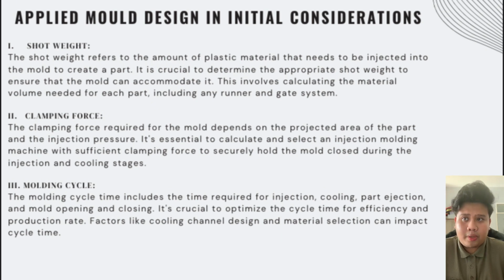Number 2, the clamping force required for the mold depends on the projected area of the part and the injection pressure. It is essential to calculate and select an injection molding machine with sufficient clamping force to securely hold the mold closed during the injection and cooling stage. Number 3, molding cycle. The molding cycle time includes the time required for injection, cooling, part ejection, and mold opening and closing. It is crucial to optimize the cycle time for efficiency and production rate. Factors like cooling channel design and material selection can impact cycle time.